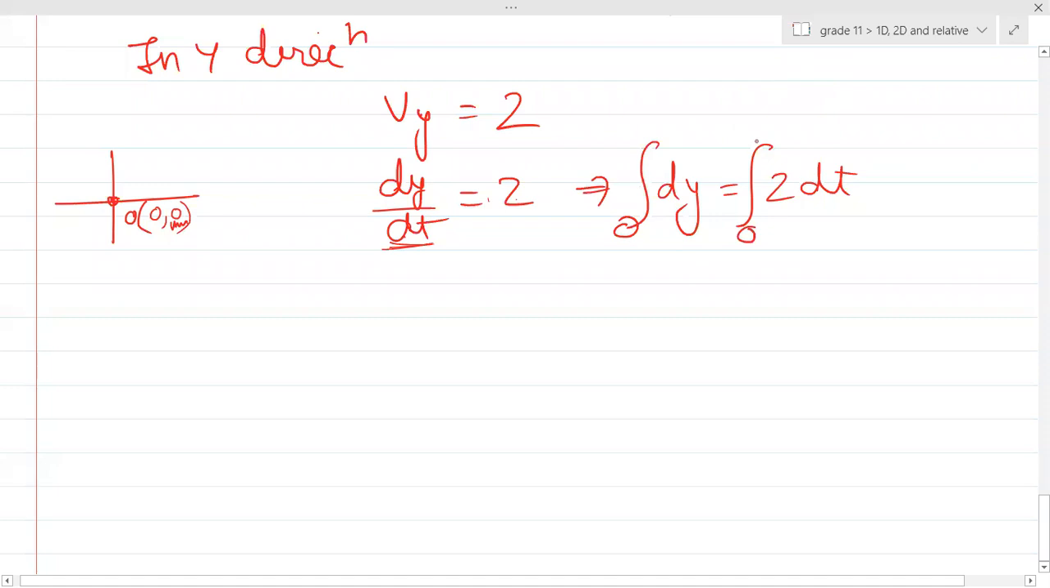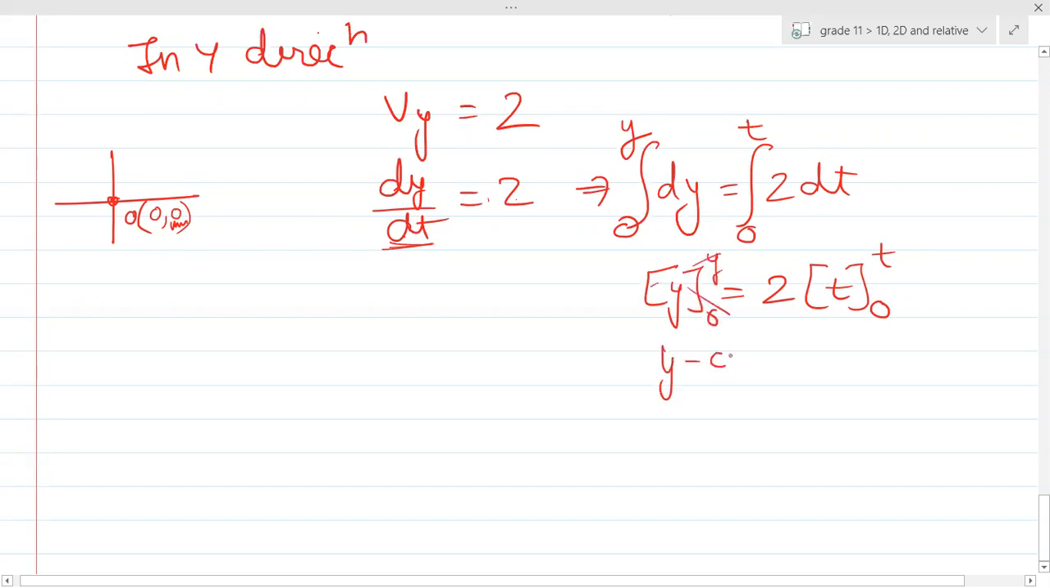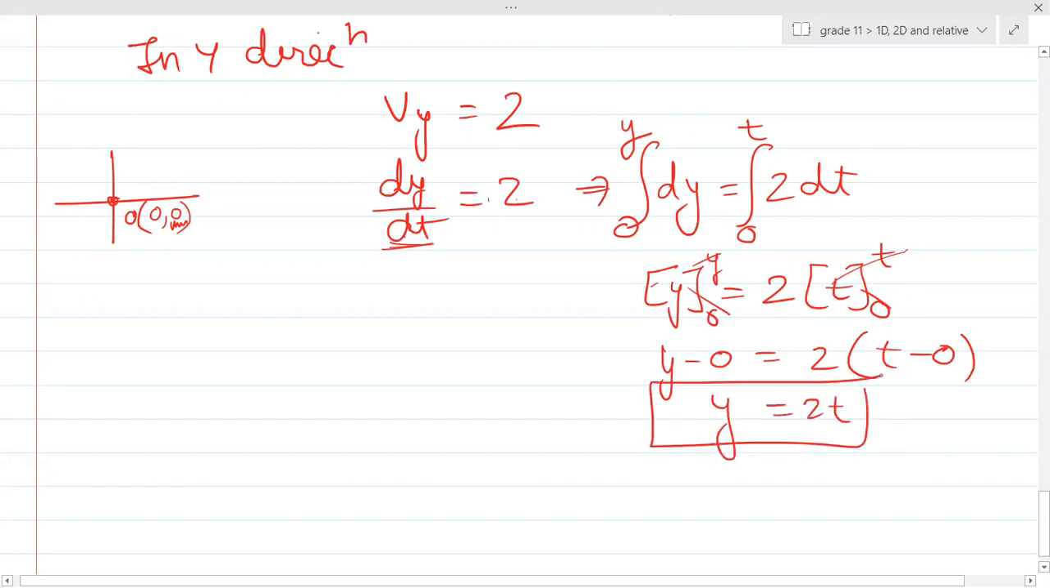Now at any general time t, let's say the object reaches a general coordinate y. Can anyone solve this for me again? Can you see this 2 is a constant? It will come out and dt will be integrated. What is the integration of dt? t from 0 to t. Similarly, what is the integration of dy? y from 0 to y. When you put the limits, y minus 0 will be equal to 2 times t minus 0. So this will be y equals 2t. So can you see the position formula?